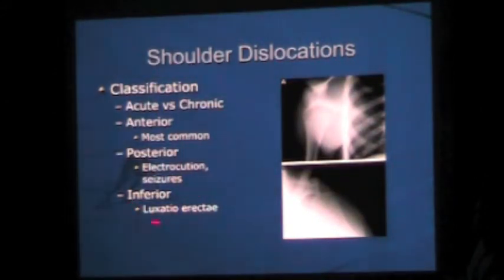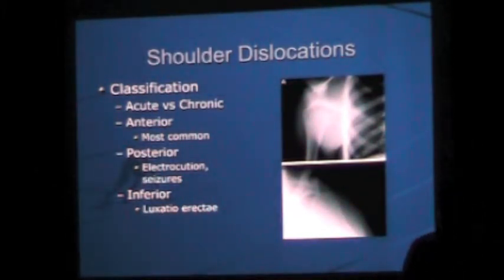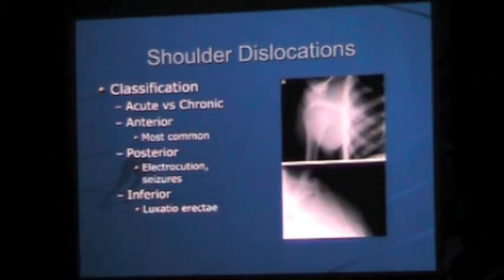Inferior, I've been tested on it, but never seen it. It's a luxatio erecta. A patient will walk into your office with their arm stuck in the air and they can't move it, because the humeral head is jammed underneath the glenoid and the coracoid, but I've never seen it happen.